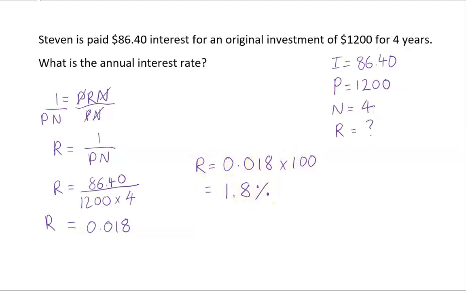If your bank is paying you 0.018% on investments, then you need to find somewhere else to invest. 1.8% isn't excellent either, but it's much better than 0.018. Just make sure you check that you have converted your interest rate to a percentage at the end and not left it as a decimal.